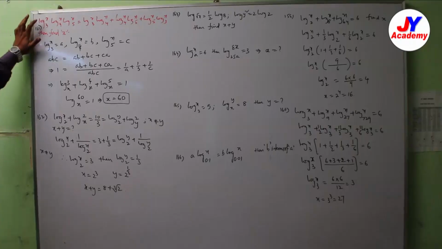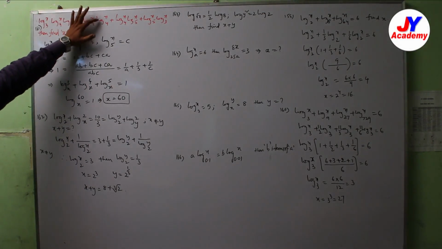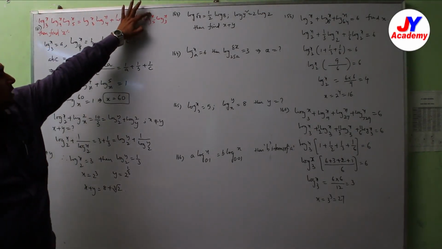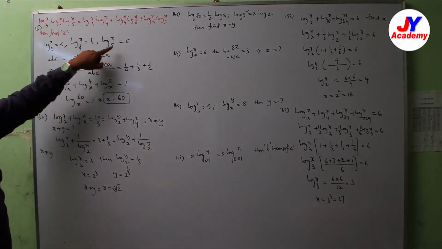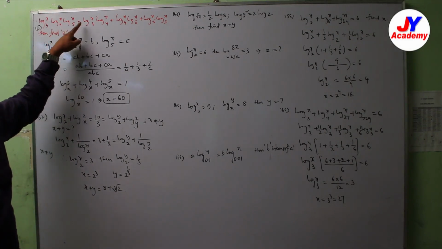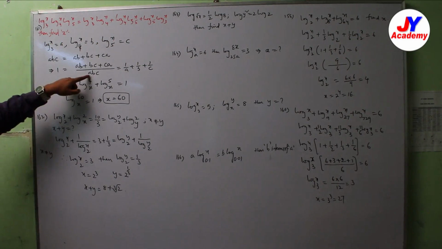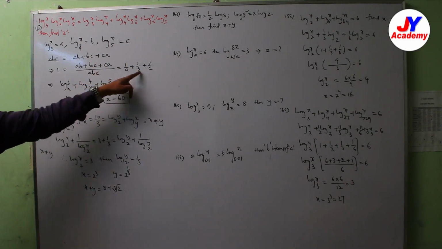Log x base 3, log x base 4, log x base 5 is equal to log x base 3, log x base 4 plus log x base 4, log x base 5 plus log x base 5, log x base 3. So let it be A, B, C. Then A into B into C is equal to AB plus BC plus CA. By taking ABC on that side, dividing by ABC: AB by ABC is 1 by C, BC by ABC is 1 by A, CA by ABC is 1 by B.